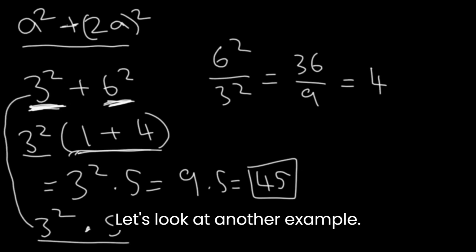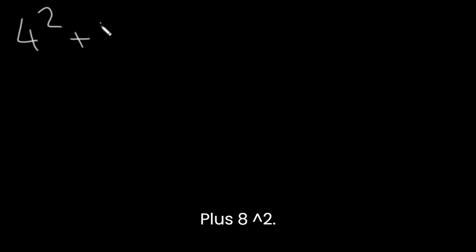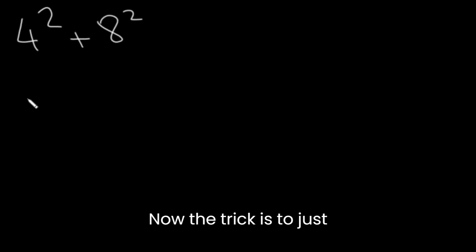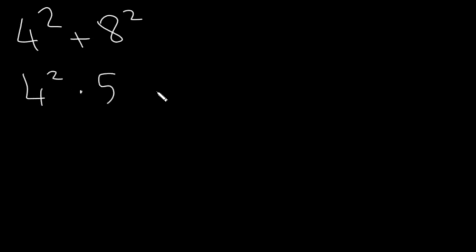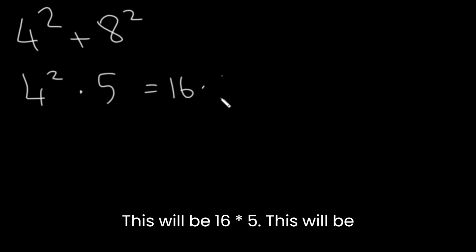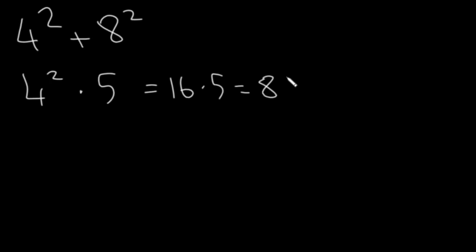Let's look at another example. Let's say we have 4 squared plus 8 squared. Now, the trick is to just multiply 4 squared with 5. This will be 16 times 5. This will be 80.